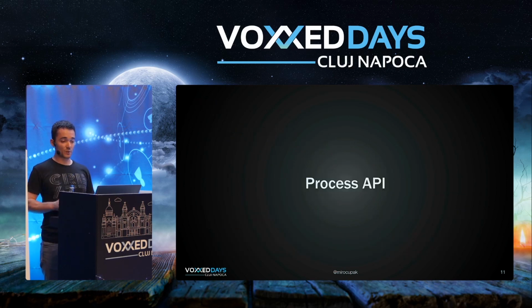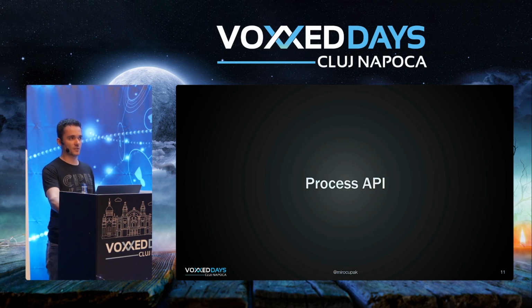And this brings us to the third part of the talk, which is the process API. In my opinion, the process API is one of the most underrated features introduced in Java 9. I was actually really excited to see it because I personally felt the pain of dealing with this in the absence of this API. And it primarily provides us with a new way of getting information about processes.